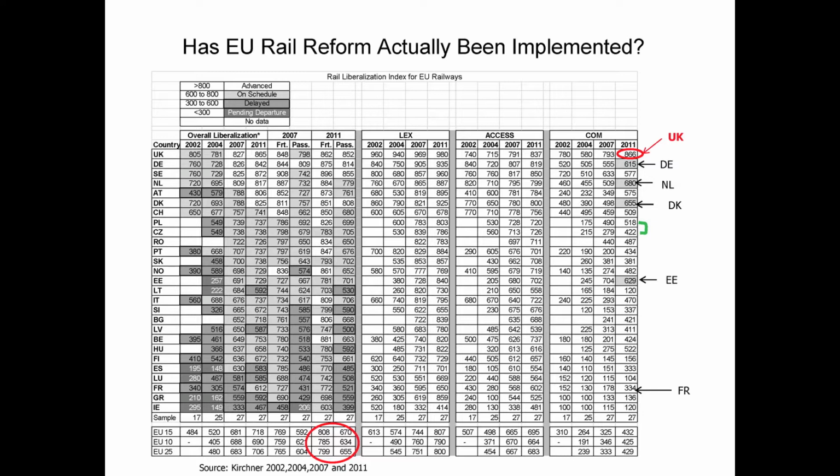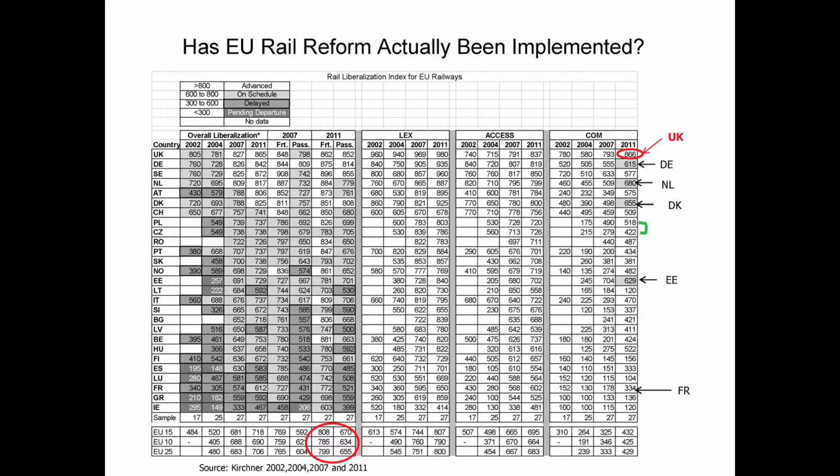If you look on the right-hand side, I've then drawn the red circle showing the UK. The UK is the only country which Kirchner considered to be, quote, advanced in competition, actual competition, not changing the law or changing the nominal terms, but actual competition. There are 4 other countries that were considered on schedule. Again, these are terms that are subject to interpretation. 4 other countries that appeared to be on schedule: Germany, the Netherlands, and Denmark, but I think that's partly because they decided to sell their freight railways and get out of the business and let Germany buy them, as they did in the UK. And then notice where France is, quite far down to the bottom.